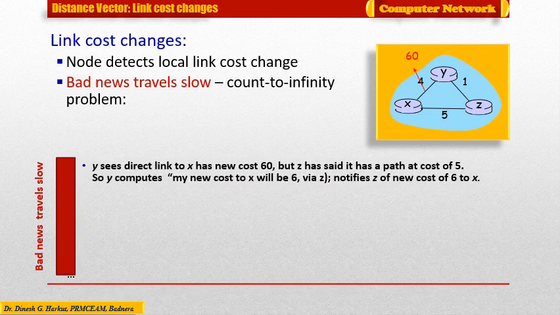At time t0, y detects the link cost change. That is, the cost has changed from 4 to 60. Hence, y computes its own minimum cost path to x. That comes out to be 6.